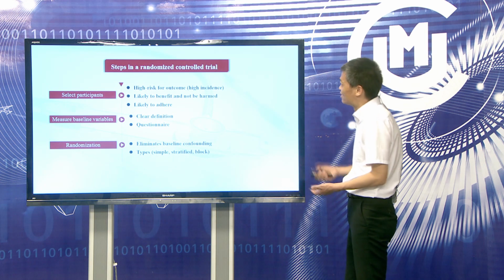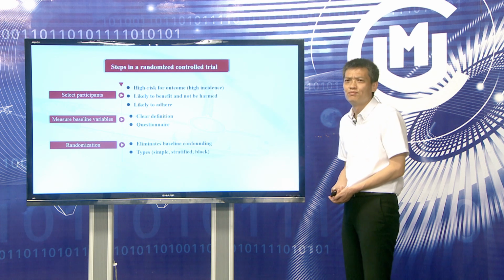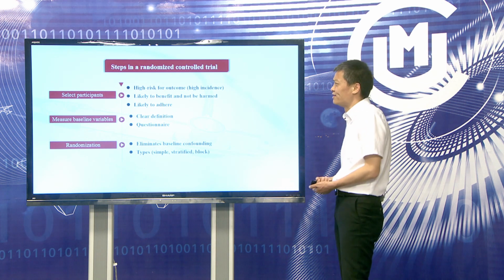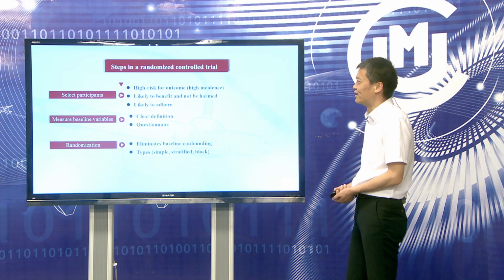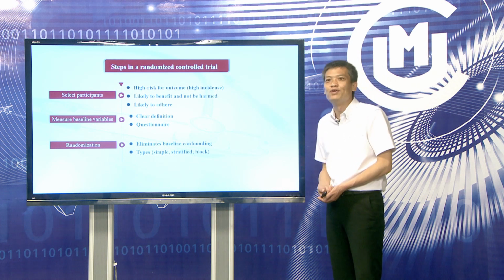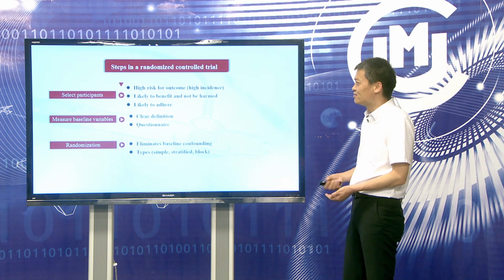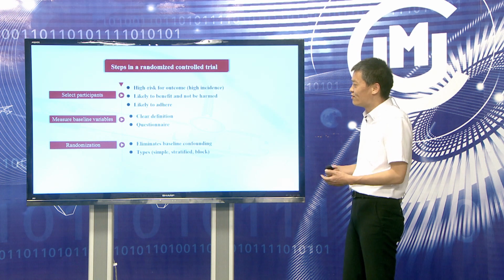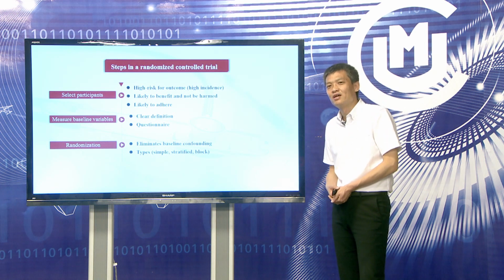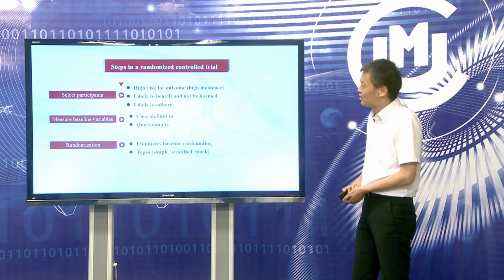These are steps in a randomized controlled trial. The first is to select the study patients, and all of the study subjects should be at high risk for the outcome, likely to benefit and not to be harmed, and likely to adhere. Then measuring the baseline variables is very important, and every variable should have a clear definition. You can get the information on baseline variables by questionnaires. And then randomization.